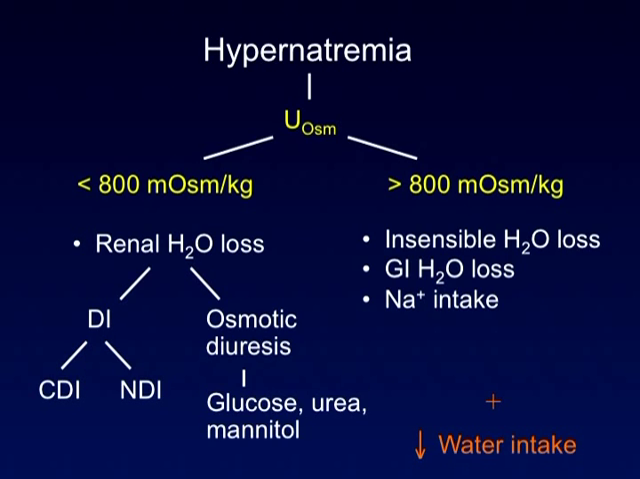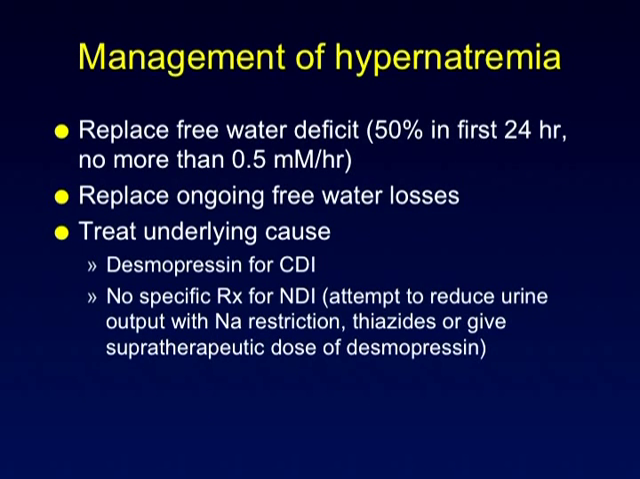Most commonly, hypernatremia develops not from these things alone, but when there is inadequate water intake. The classic example would be the person running a marathon who's not drinking enough water as they're running the race. They lose a lot of water and then don't consume water, and they end up being very severely hypernatremic. The management of hypernatremia, the key points are: replace the free water deficit.